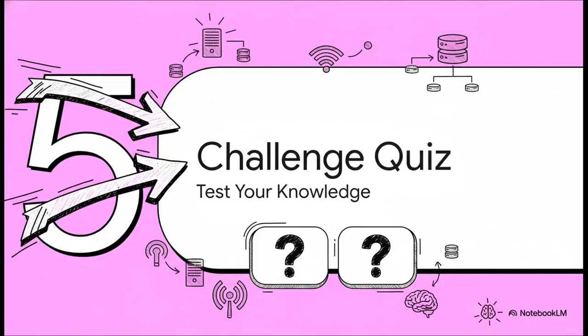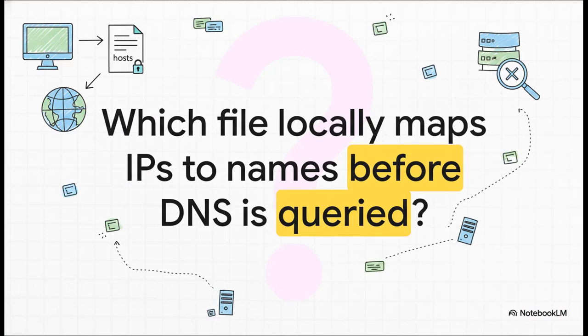All right, time for a little pop quiz. Let's see if you've been paying attention. I'm going to give you 2 classic scenarios you might see on the exam. Let's see how you do. First question. You're troubleshooting a name resolution problem. You think a local configuration is overriding the public DNS server. Which file do you need to check first to see that local mapping?